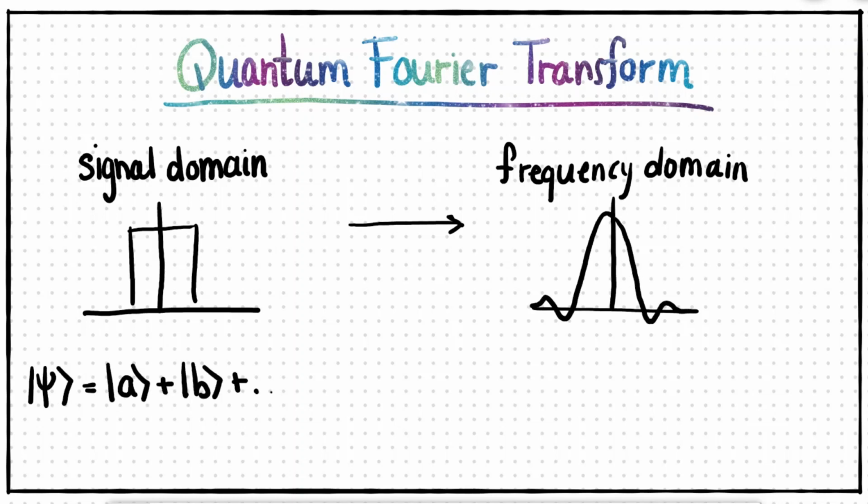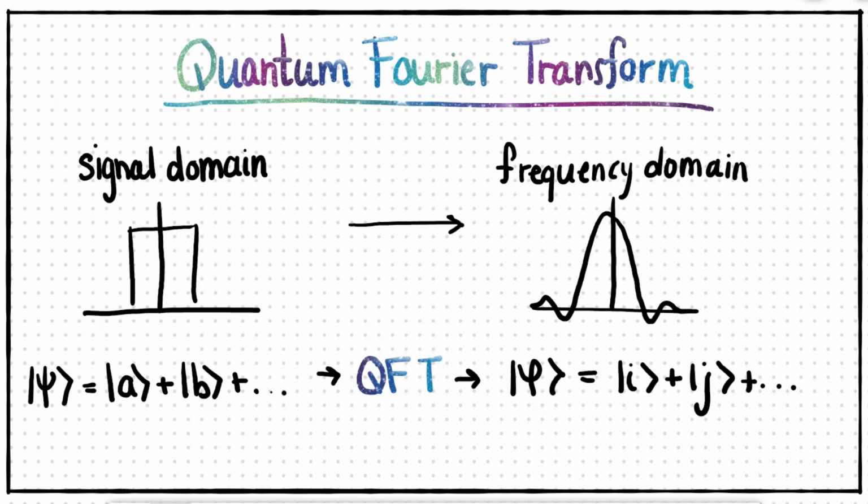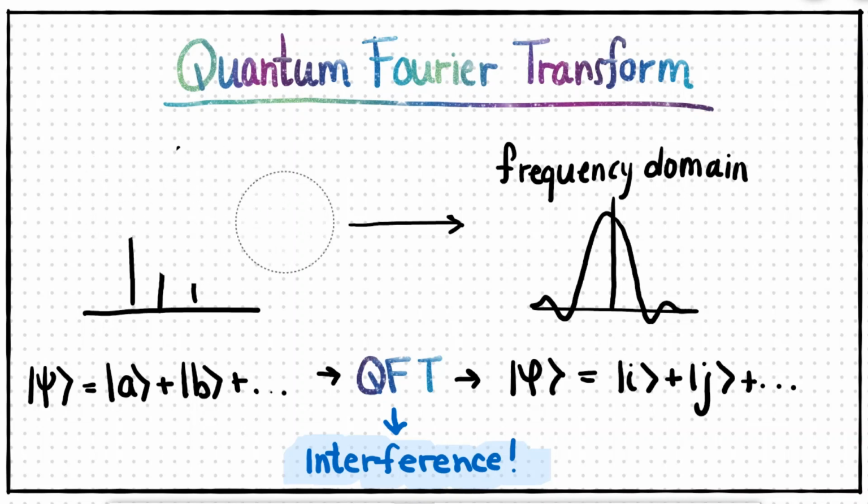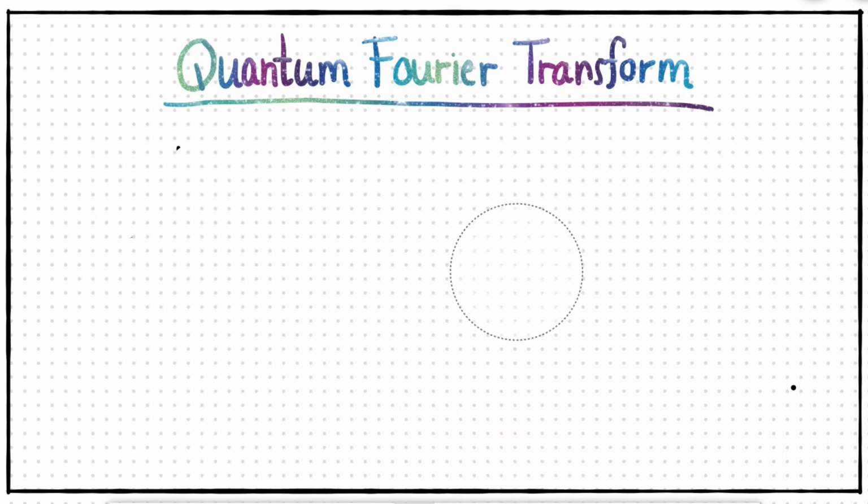The difference between them is that the quantum one operates in a superposition state, and thus produces a different superposition state as the output. The quantum Fourier transform is based on using interference, as the components of the superposition can interfere either constructively or destructively, depending on their amplitude and phase.